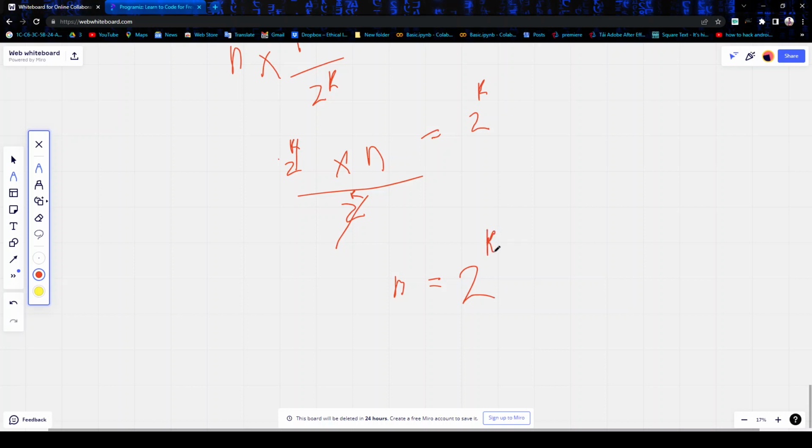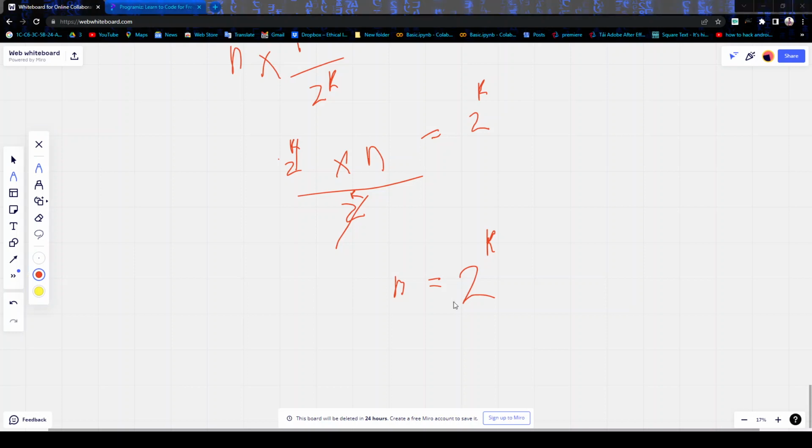If I want to find a particular element by using binary search, then the time complexity constant, that is n, is equal to 2 raised to the power k, because that is the number of steps or the divisions that we need to make.